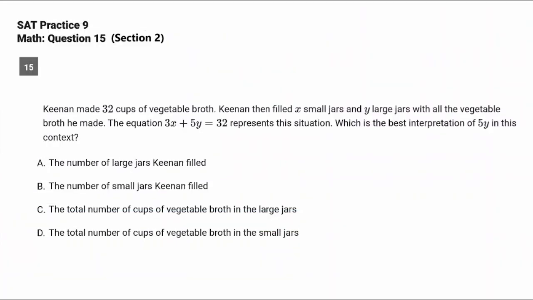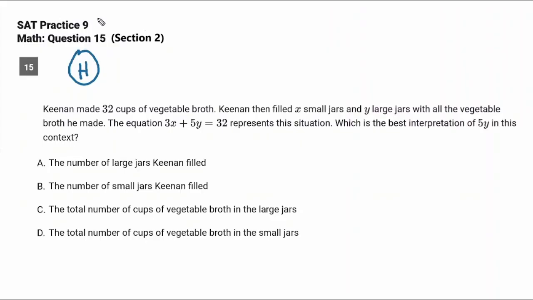We're on SAT Practice Test 9, Math Section 2, Question 15. What's the level of difficulty here? It's hard. Keenan made 32 cups of vegetable broth. Keenan then filled x small jars and y large jars with all the vegetable broth he made. The equation 3x + 5y = 32 represents this situation. Which is the best interpretation of 5y in this context?